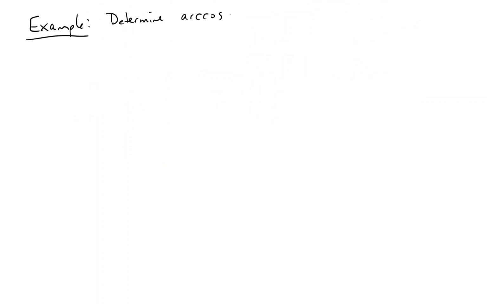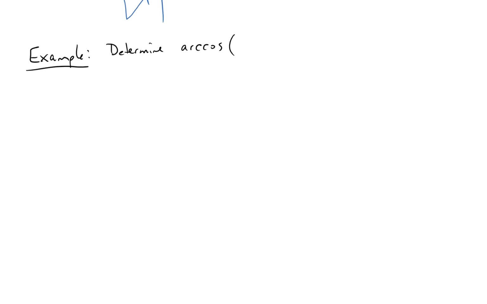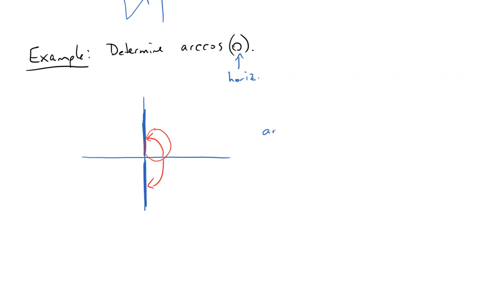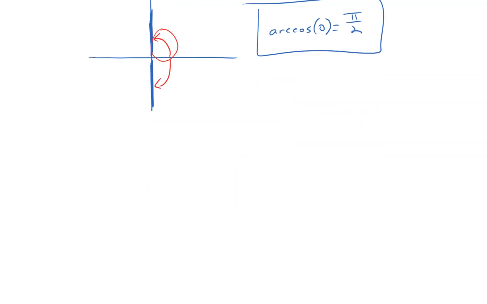Determine arc cosine of, let's say, 0. So now the horizontal side is 0. So if your horizontal side is 0, that means you're on the y-axis. So we've got to pick which angle. So it could be this angle or it could be this angle. Again, they have equal rotation, so we're going to choose this one, which is 90 degrees or pi/2. So arc cos of 0 equals pi/2. Okay, let's do another.